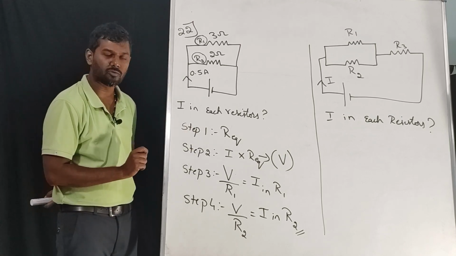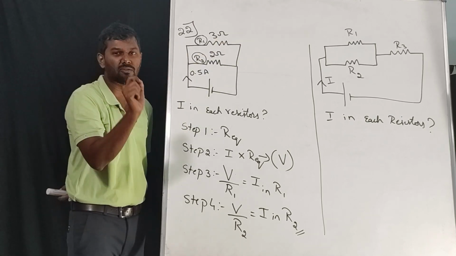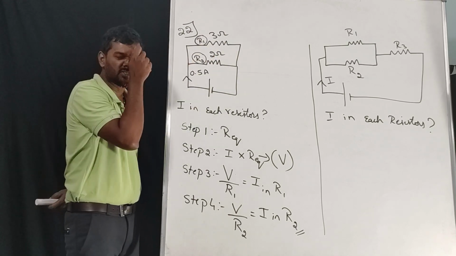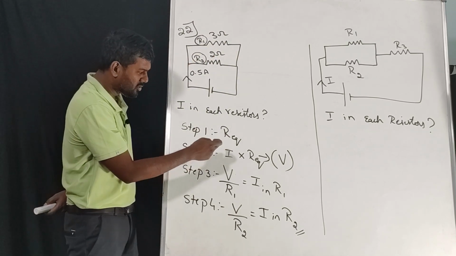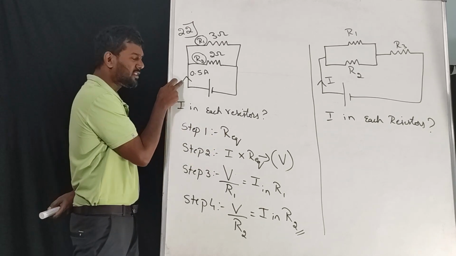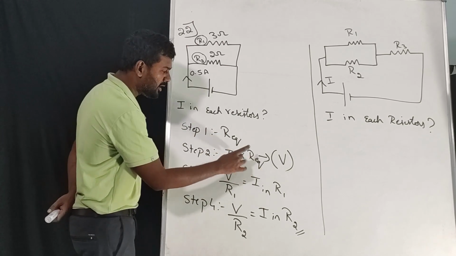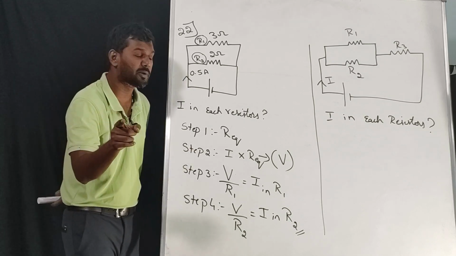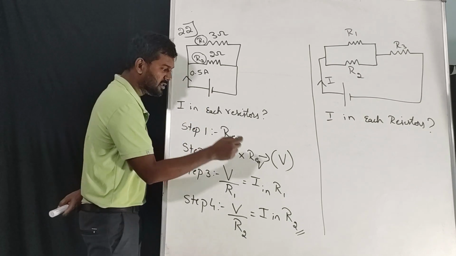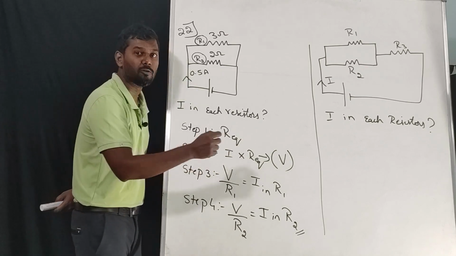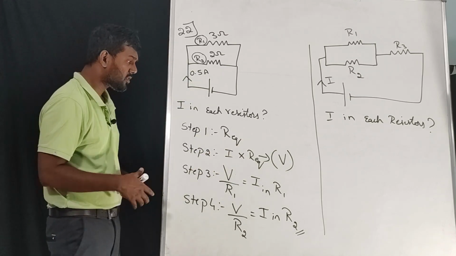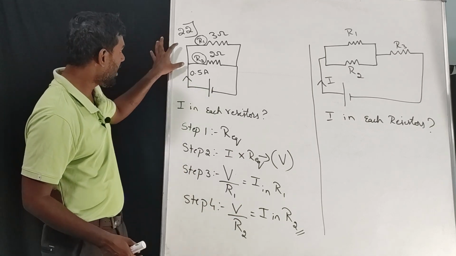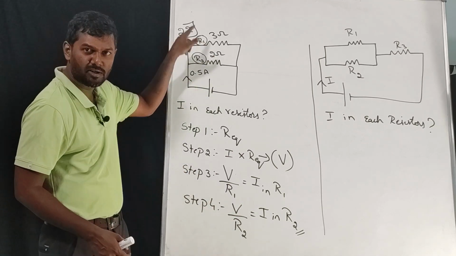In step 1 what are we going to find? We are going to find the equivalent resistance. We are finding the value of these two resistances which are connected in parallel. Then using that equivalent resistance, whatever current they have given, if we multiply these two, I into R, what do we get? Voltage. What voltage will that be? EMF is not given. That means whatever voltage we are finding will be the terminal voltage.